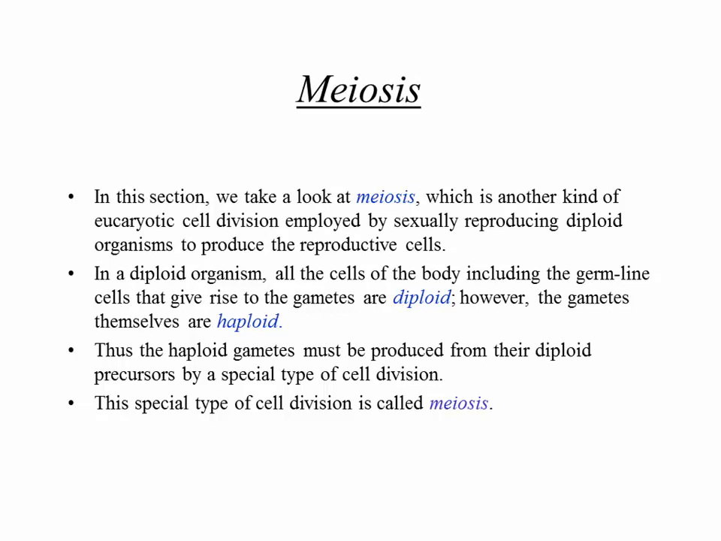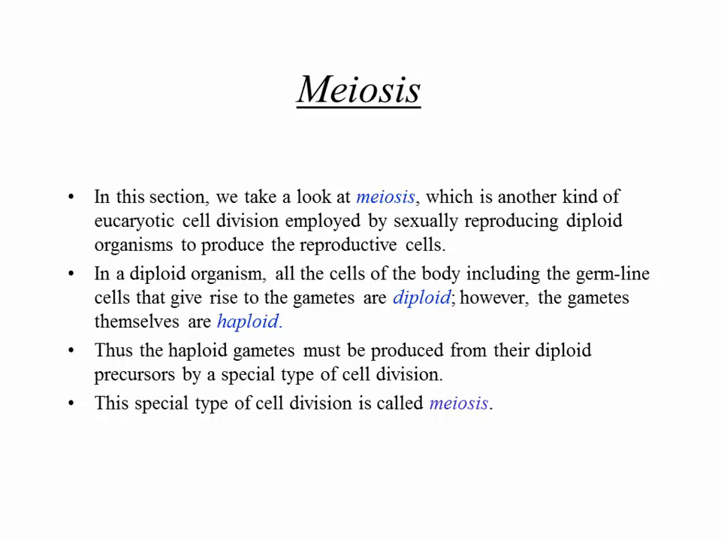So next we will move on to meiosis, right? Which is the mechanism by which the egg and the sperm, or the gametes, are produced from their diploid precursors. So in this section, we take a look at meiosis, which is another kind of eukaryotic cell division, employed by sexually reproducing diploid organisms. Diploid organism means two copies of each chromosome, to produce the reproductive cells.